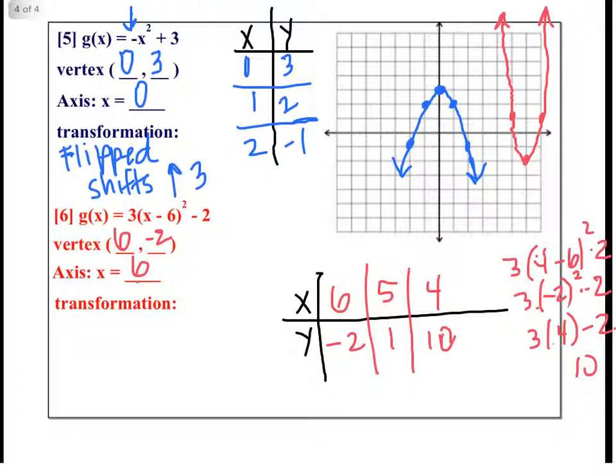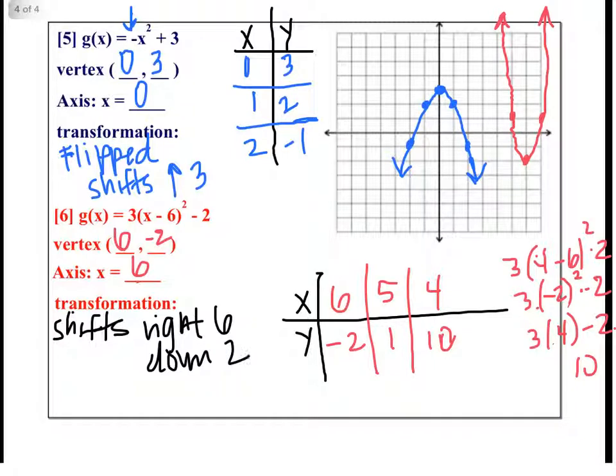and that's okay. So as for my transformation, it shifted right 6, down 2, and it got narrower. And that's because of the 3 out front.